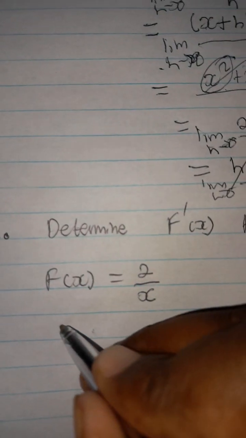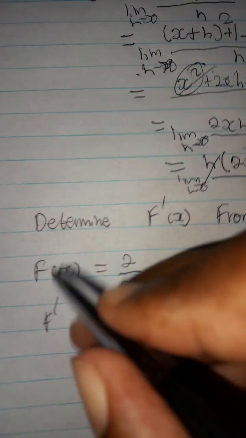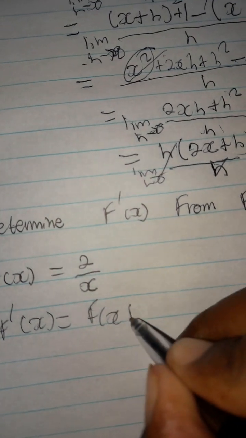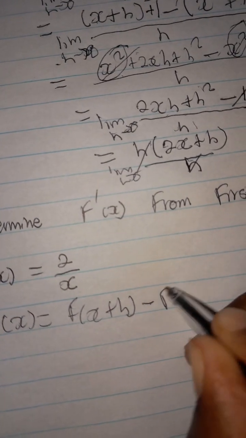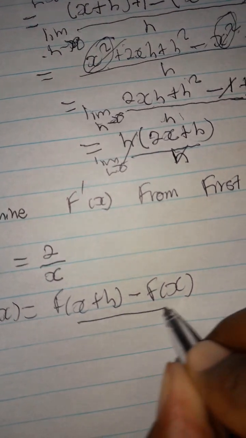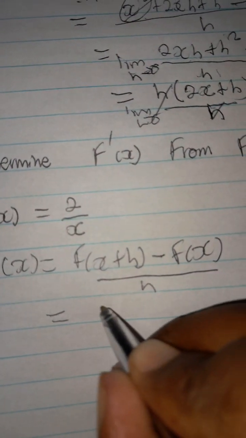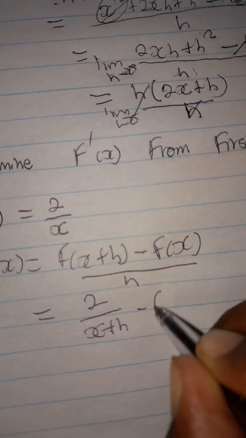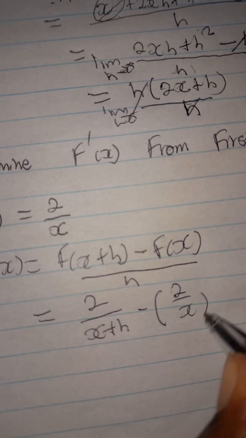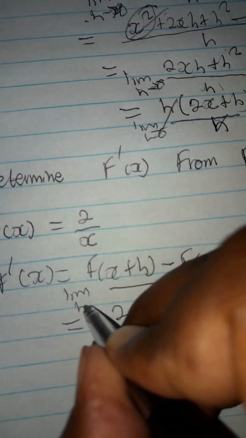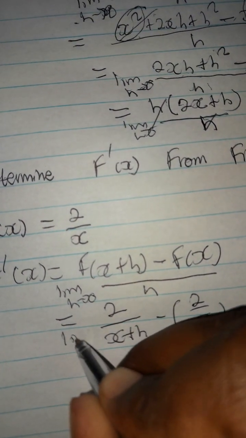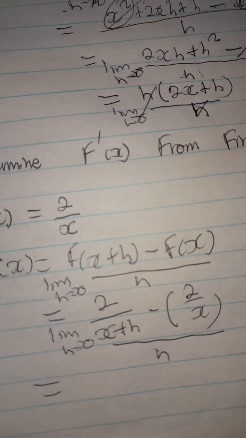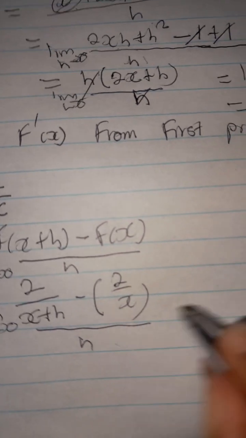When you're given a fraction like this, as always, we have to write the formula, which is x plus h minus the given function, right, divided by h. So meaning, guys, that where we see x, you replace by x plus h minus the given function, which is 2 all over x. Do not forget to put limit as h approaches 0, divided by h. Okay, so let's work it out. Let's work it out without rushing.